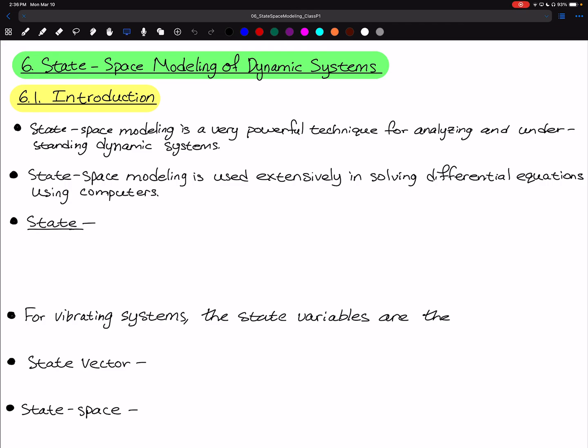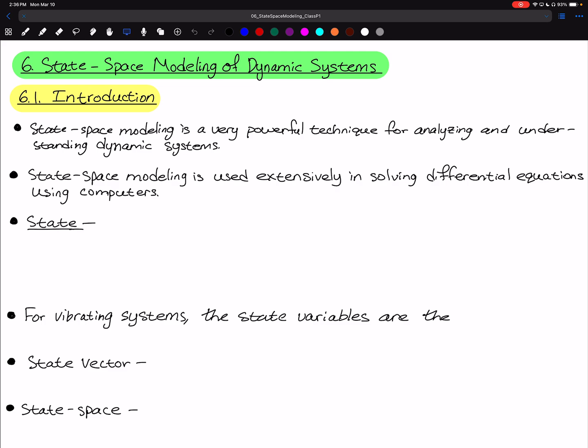Okay, so we're going to focus on what is known as state space modeling of dynamic systems. We'll go through an introduction, then we'll look at state space equations, and then we'll put those in matrix form. We'll also see a block diagram version of those, and then we'll try and do example 1. Maybe we'll get to example 2, and if not, we'll do that on Wednesday.